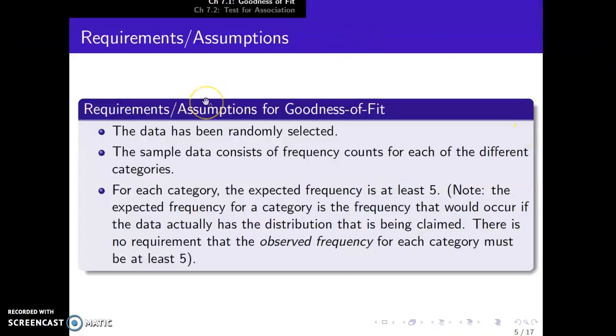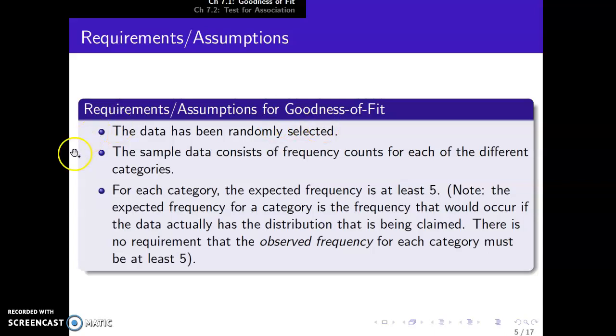All right, so we need some requirements. Sorry, excuse me. Requirements or assumptions for this goodness-of-fit test. The data has to be randomly selected. That's a problem with our class. We are not a true random representative sample of all of SRJC students. So we're going to ignore this for the first example, but in practice, you'd want to get a truly random sample.